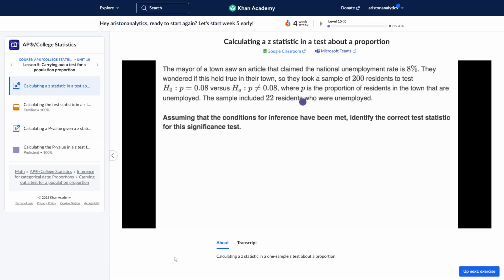The sample included 22 residents who were unemployed, assuming that the conditions for inference have been met. And so that's the random, normal, and independence conditions that we've talked about in previous videos. Identify the correct test statistic for this significance test.